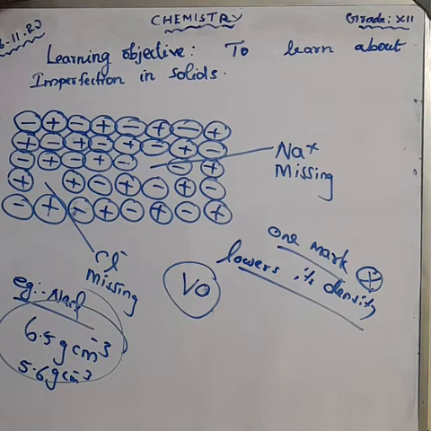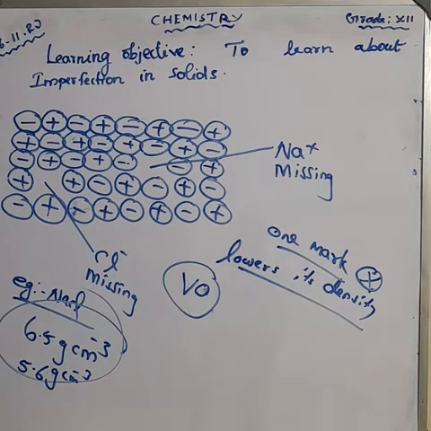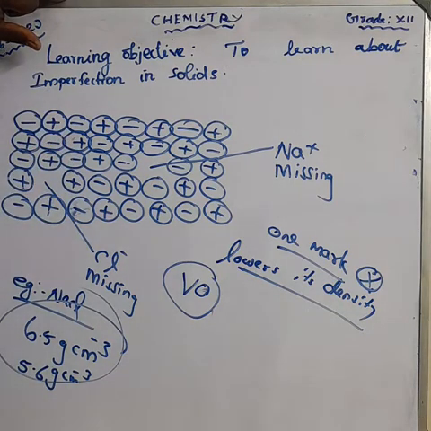What is this about? The theoretical density of vanadium monoxide is calculated from the edge length of the unit cell as 6.5 gram per centimeter cubed. But the actual experimental value is 5.6 gram per centimeter cubed.